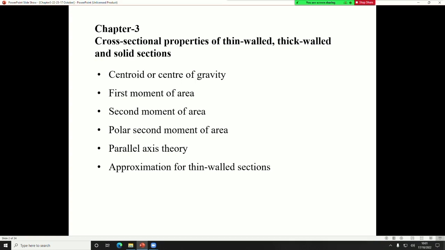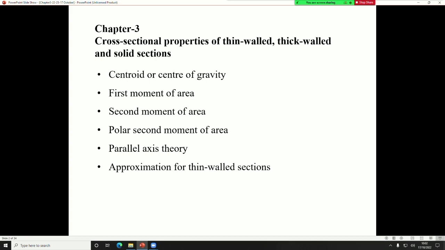Chapter 3 is based on cross-sectional properties of members, such as center of gravity or centroid, first moment of area, second moment of area, polar second moment of area, and also the approximation we make when we analyze thin walled sections, typical of aircraft structures or aerospace structures. The product moment of area is also a cross-sectional property, but it's not included because the sections you analyze have at least one axis of symmetry. The product of moment of area is usually for sections which have no axis of symmetry. They are called asymmetric sections.